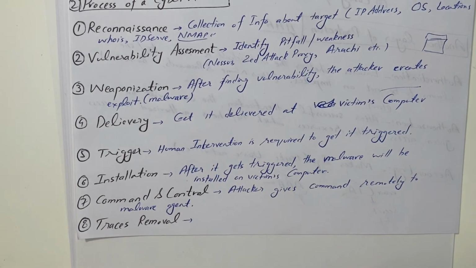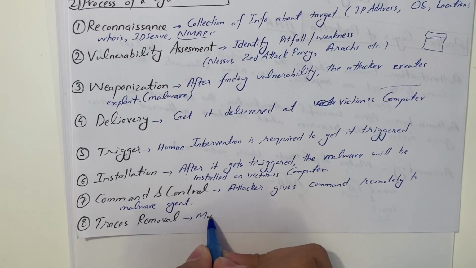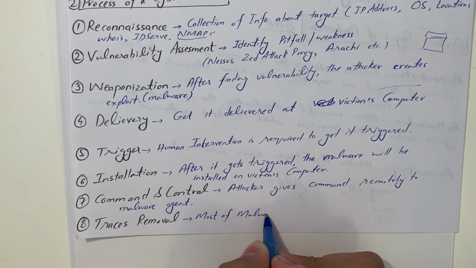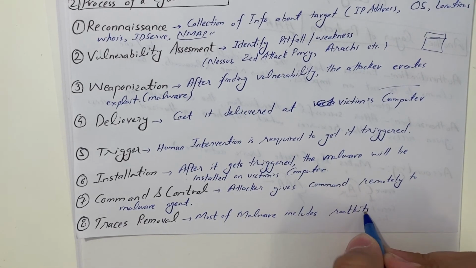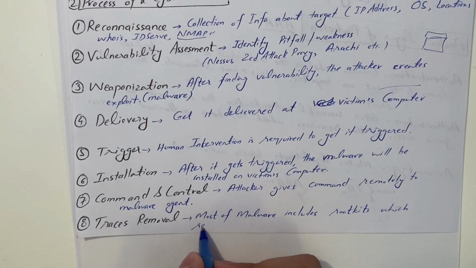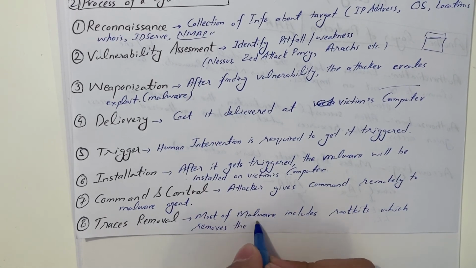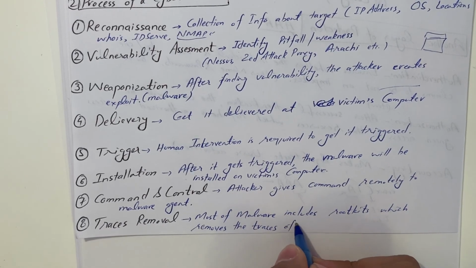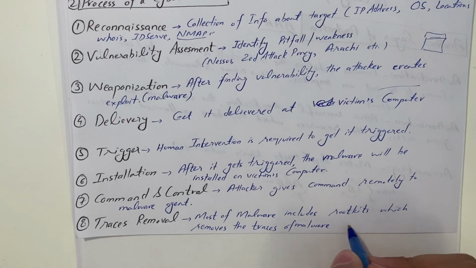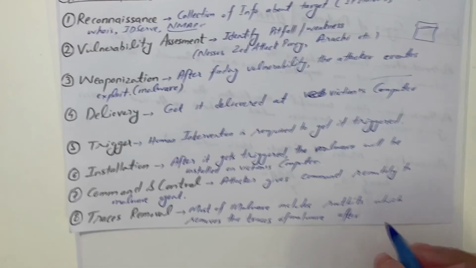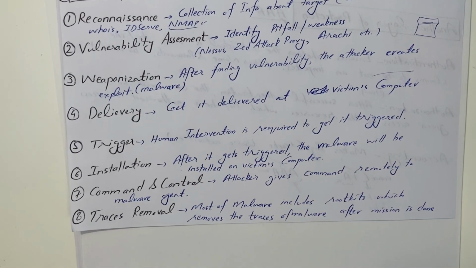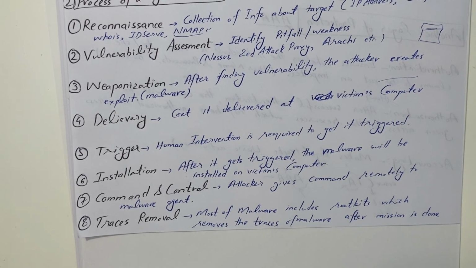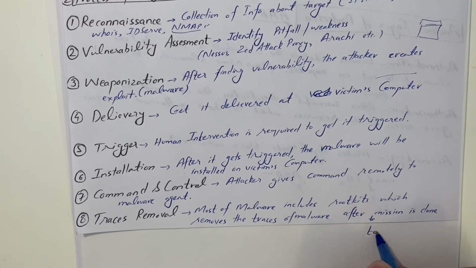Last is the traces removal. Most malware includes rootkits, which remove the traces of the malware after the mission is done, to avoid backtracking, so nobody can backtrack by using those traces.